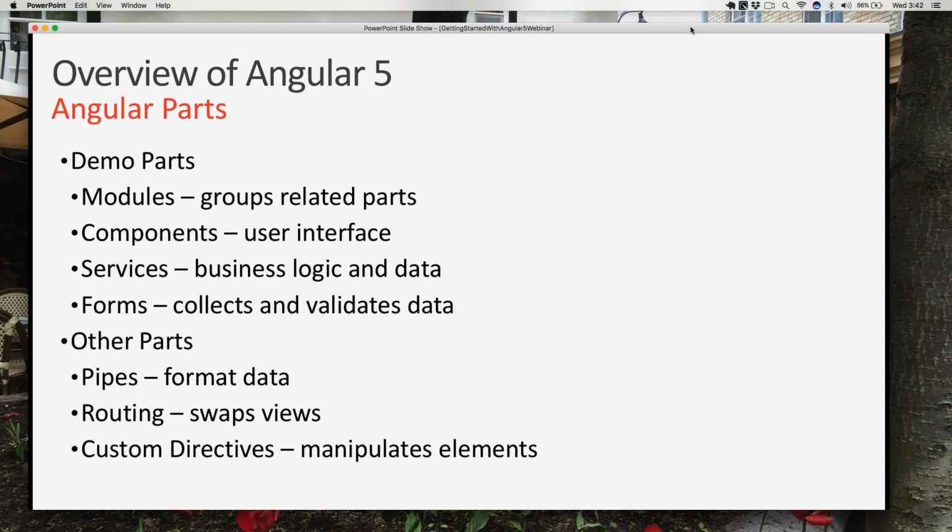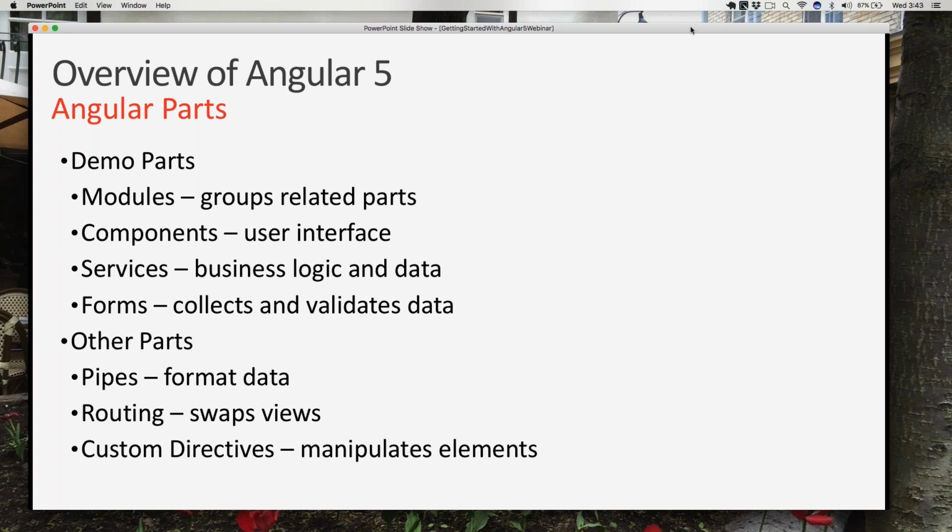Now, Angular has lots of parts because it is, in fact, a framework. I've outlined 7 parts here. You could probably organize this list with either additional detail or less detail. But of those 7 parts that I've outlined, we're going to be looking at 4 of them in this presentation. We're going to be taking a look at modules, components, services, and forms. The other parts, things like pipes, routing, and custom directives, we won't have a chance to cover, but those are also important parts of working with Angular as well.